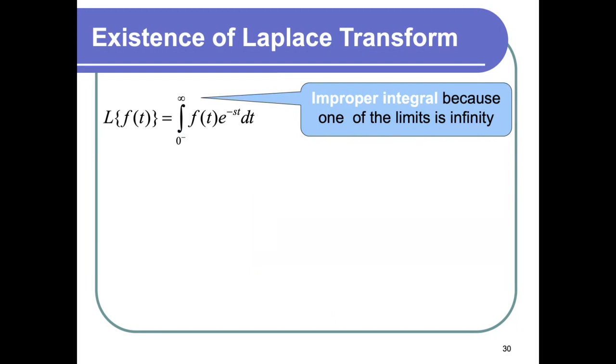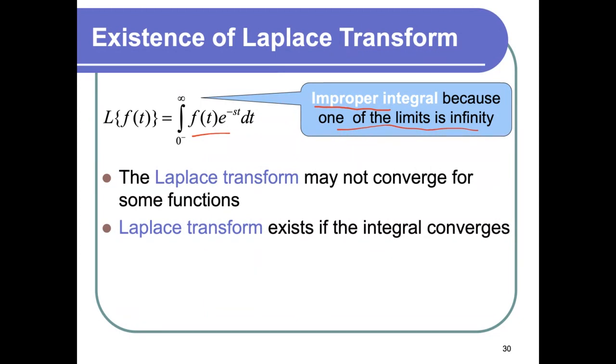So remember something. Because we have an upper bound here that is actually infinity, this is an improper integral because one of the limits is infinity, which means that sometimes for some functions of time, f of t, this integral will not be well defined, and that will not give you a corresponding Laplace transform. So we need some guarantees or some ways to ensure that a Laplace transform exists before we run into trouble and try to do that integral.